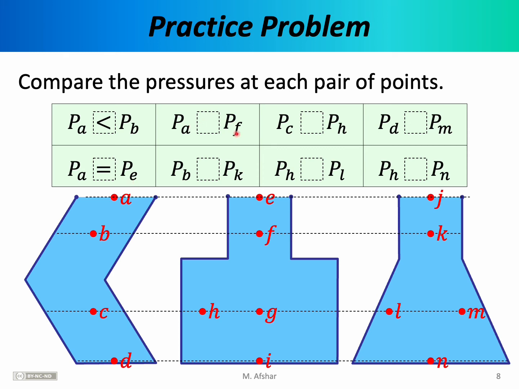Comparing points A and F is a little more subtle, but of course we have the same fluid and we can see that F is at a greater depth than A, so we can say the pressure at F is greater than the pressure at A. The pressure at B is equal to the pressure at K. Although points B and K are in different containers, they're both at the same depth and therefore the pressure should be the same.